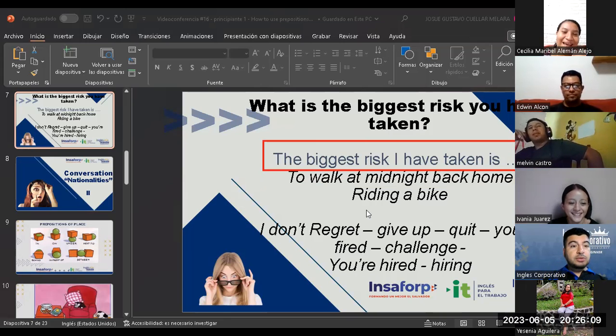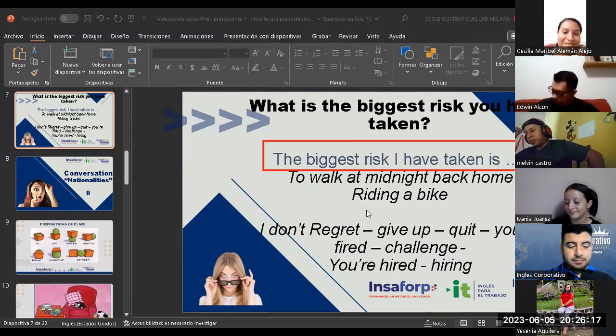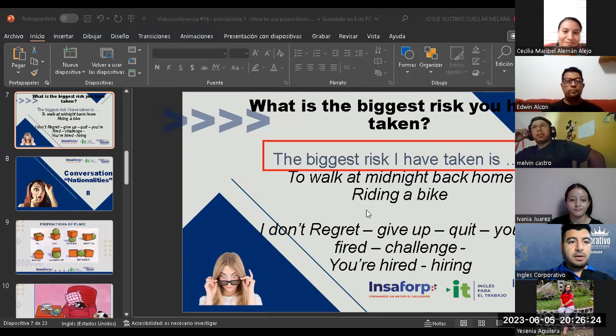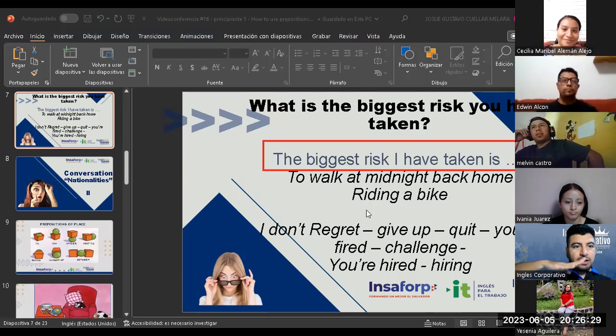The biggest risk I have taken is sliding down a really big slide into a really deep pool. Wow. A big pool. You jumped in the slide. En un tobogán. Slide. Is it in Termos del Río or Atlantis or something like that? No, different. Okay. And the pool was deep. Era profunda. The pool. Okay.